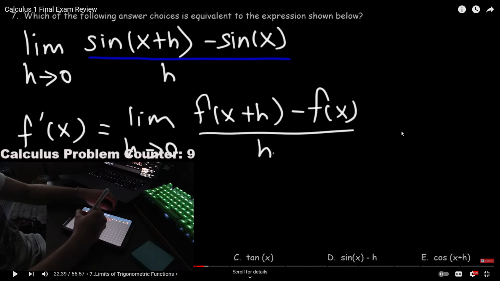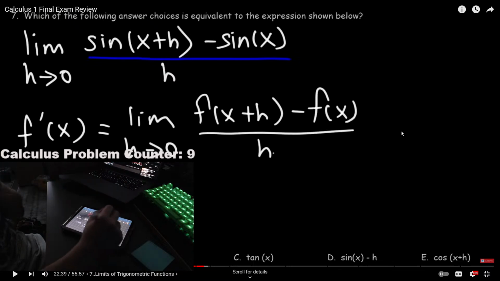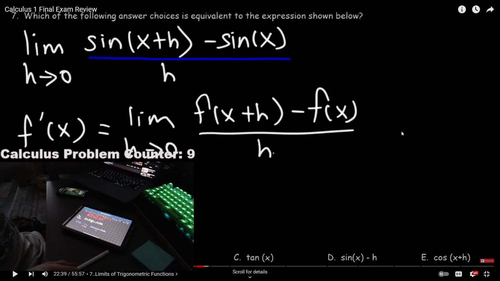f prime of x is equal to, remember, as h goes to 0, f of x plus h minus f of x over h. I think this might be the basic limit formula, like by definition.